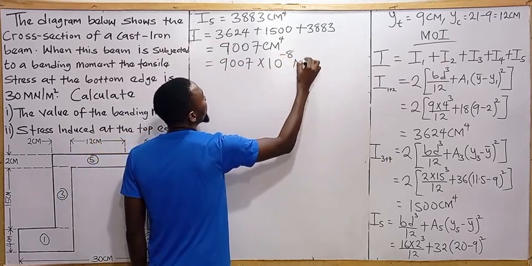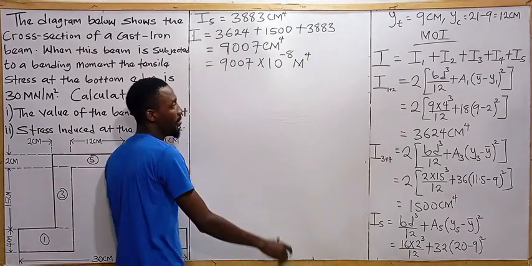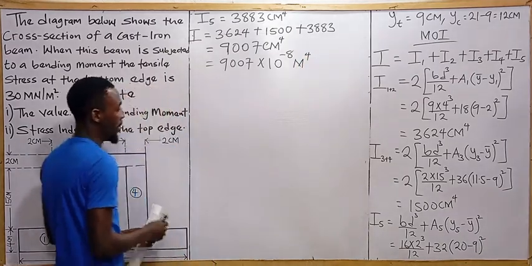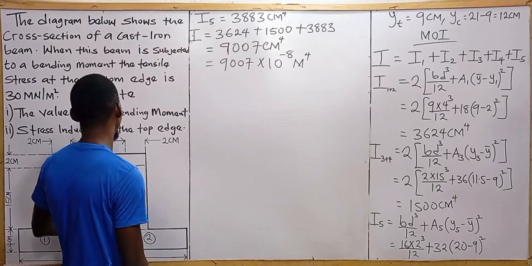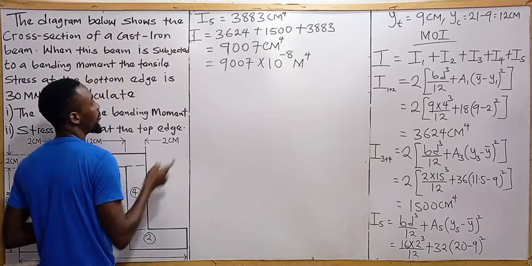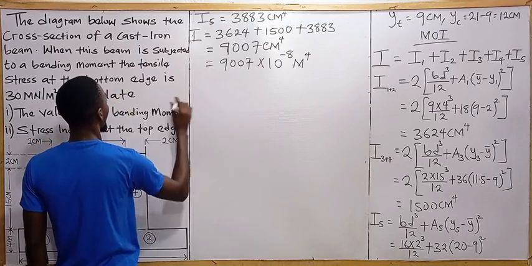So this is going to be meter to the power of 4. So this is what we are going to have. All right. So we are done with the moment of inertia of this section now. Now let's start with the solution to question number 1.